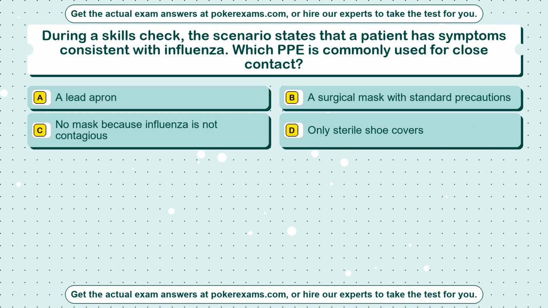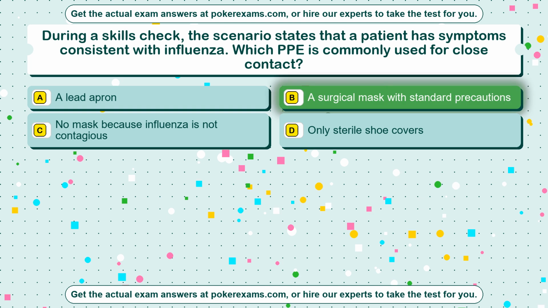Question 13. During a skills check, the scenario states that a patient has symptoms consistent with influenza. Which PPE is commonly used for close contact? Option A. A lead apron. Option B. A surgical mask with standard precautions. Option C. No mask because influenza is not contagious. Option D. Only sterile shoe covers.